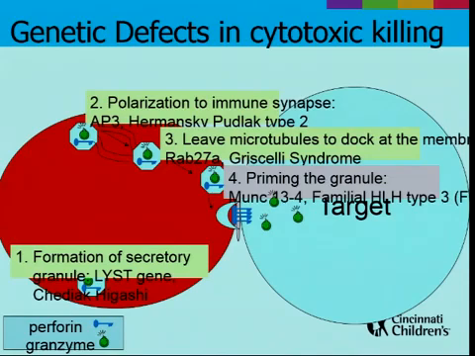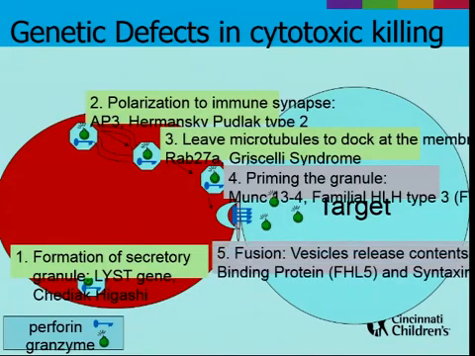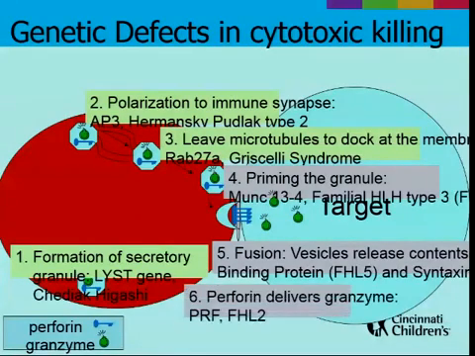With MUNC13-4, you can't light the fuse. This is typically a hypomorphic mutation, meaning that, not unlike when you use a lighter, 1 out of 10 times or 2 out of 10 times you're able to light it, so you do have some cytotoxic killing, so you tend to present much later in life. If you can't fuse, so if you have a binding protein defect or a syntaxin defect, you can't form the granule and bind it to the infected cell.